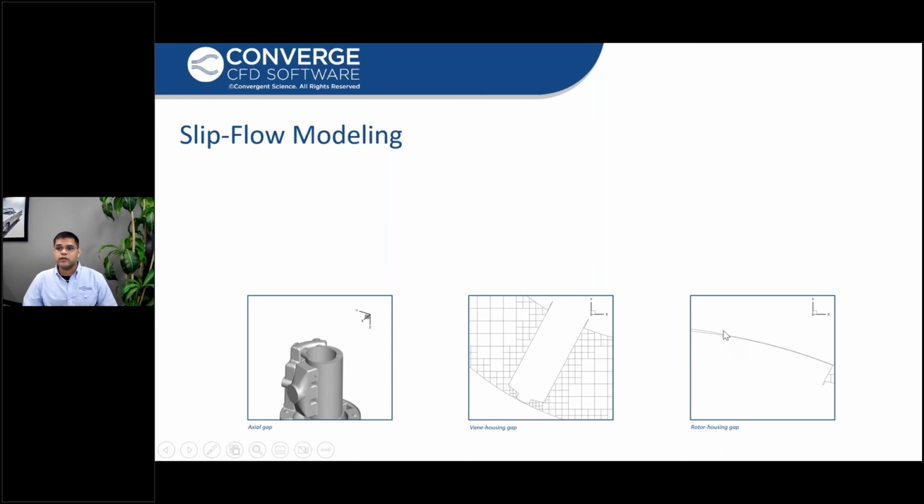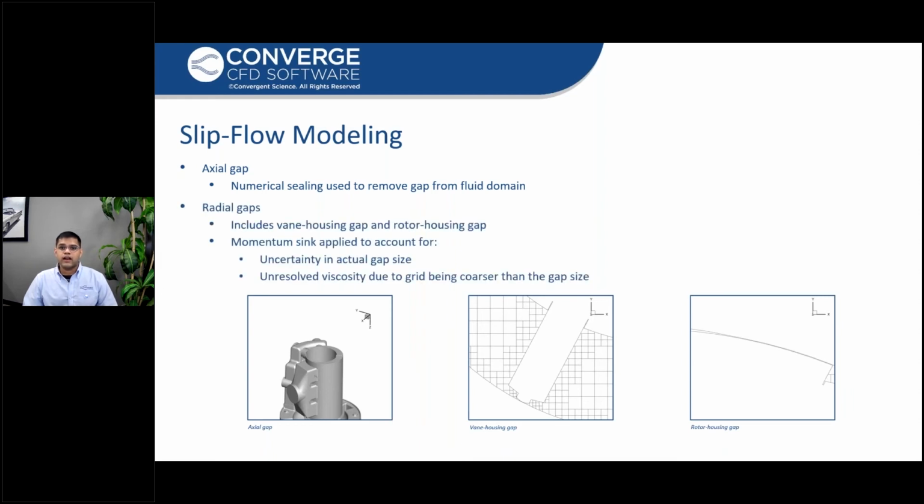We have deployed two different methods to deal with these gaps. For the axial gap, we use numerical sealing and remove the gap from the fluid domain completely. What we do is we project the vertices on the axial face of the rotor and the vanes onto the axial face of the housing at every time step, and then remove that region from the fluid domain completely. And then second is radial gaps.